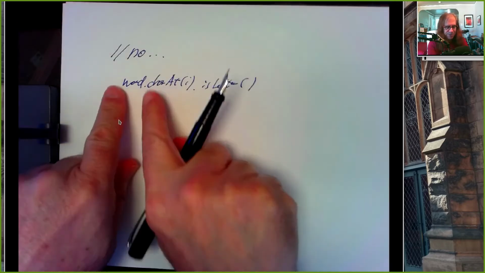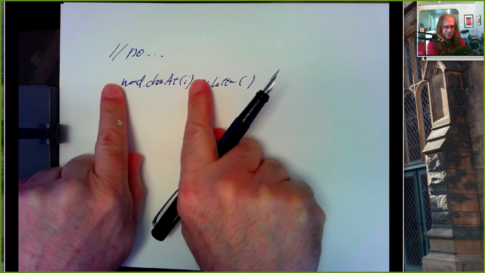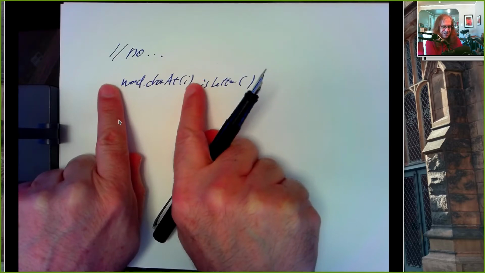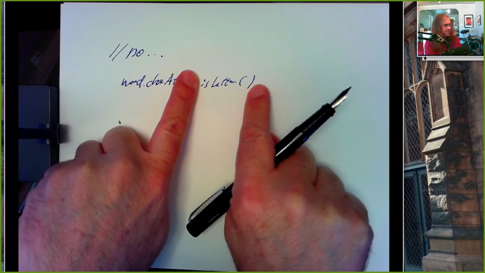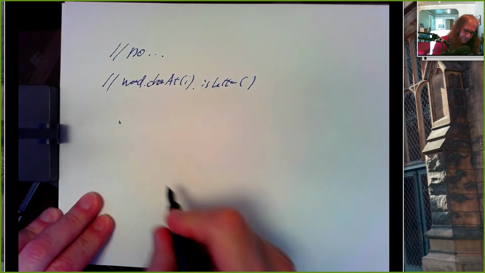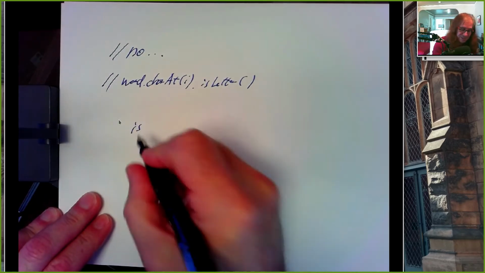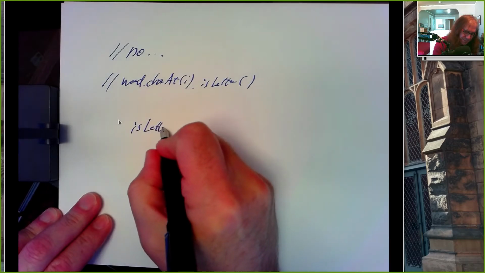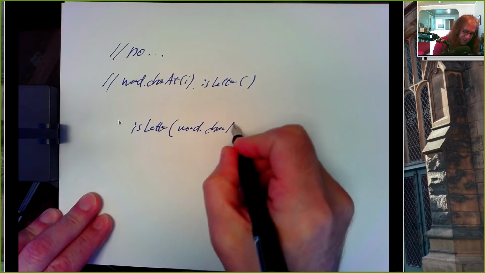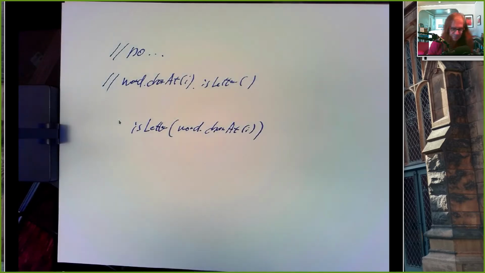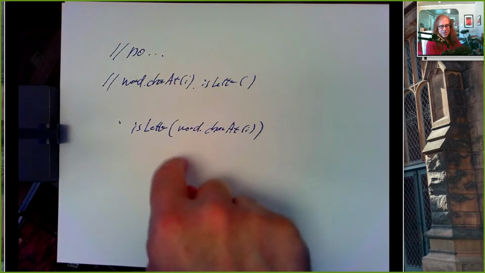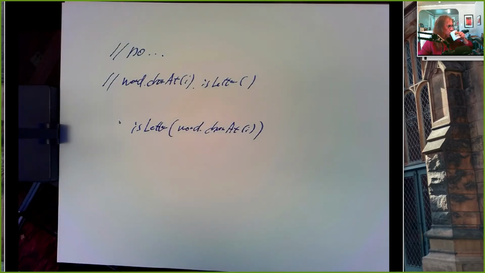So what I had mistakenly written was, so this is a no, word character at I dot isLetter. And that would work, right? This is a string, this is a character. If there was an instance method named isLetter, I could say, here's a character, tell me if it's a letter. But isLetter is a static method, so you call it like a C function, isLetter, parentheses, word.character at. So if you're getting issues with that, try it like that instead.